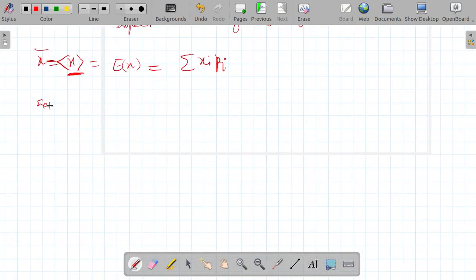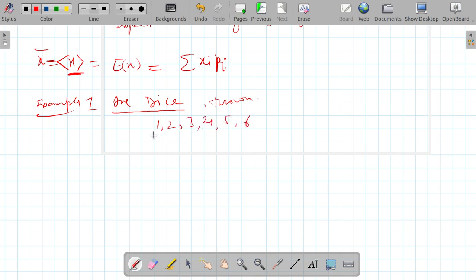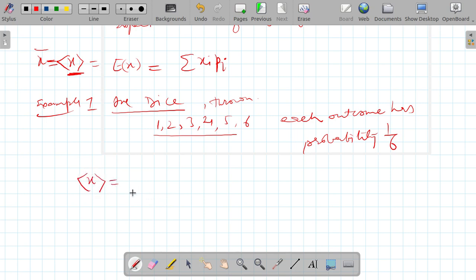First example, say we are having one dice, and it is thrown. So possible outcomes are 1, 2, 3, 4, 5, 6. These are the possible outcomes, and each outcome has probability 1 by 6.